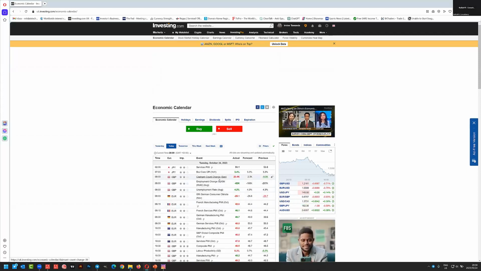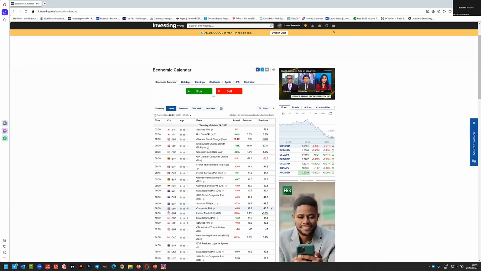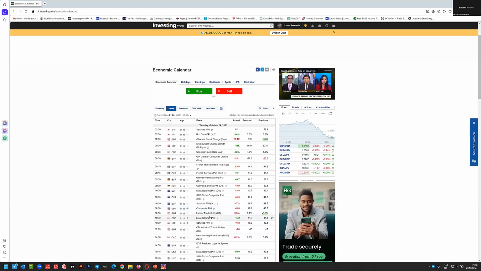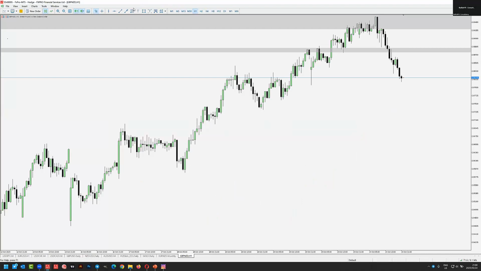Claimant count change was negative. Unemployment change was positive. Unemployment rate was positive. But you can see all the PMIs that came after that. Even these ones here, at 10:30 for pound, service PMIs, negative. That then puts pressure on pound NZD for it to go lower.